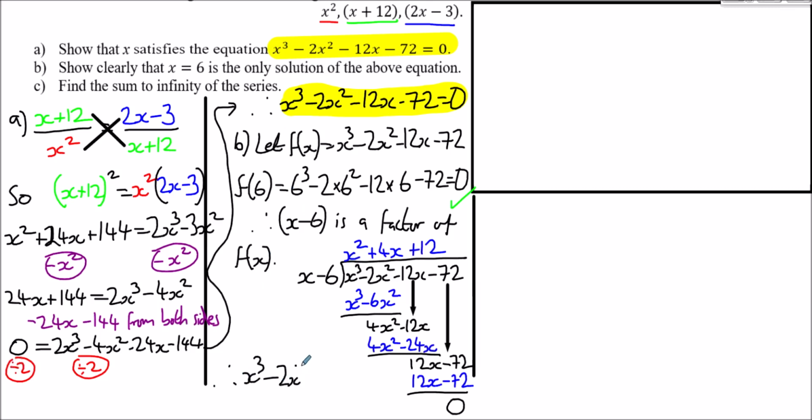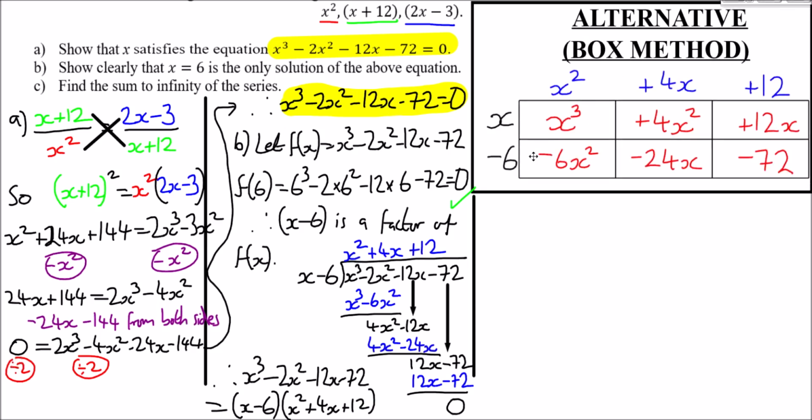So therefore, we can say that f of x, in other words, x cubed minus 2x squared minus 12x minus 72, we can say this equals what we're trying to divide by, x minus 6 multiplied by x squared plus 4x plus 12, which is what we got along the top. Doing it the box method, we would have got this. So this in the red divided by x minus 6 gives x squared plus 4x plus 12. So we've shown that x equals 6 is a root, is an answer, is a solution.